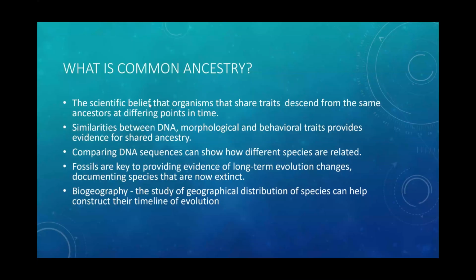Common ancestry. What is common ancestry? It's the scientific belief that organisms that share traits descend from the same ancestors at different points in time. Similarities between DNA, morphological, and behavioral traits provide evidence for shared ancestry. When comparing DNA sequences, it can show how different species are related. Fossils are a key point in providing evidence of long-term evolutionary changes, as well as for documenting species that are now extinct. A key term to know is biogeography, which is the study of the geographical distribution of species, which can help construct the timeline of evolution.